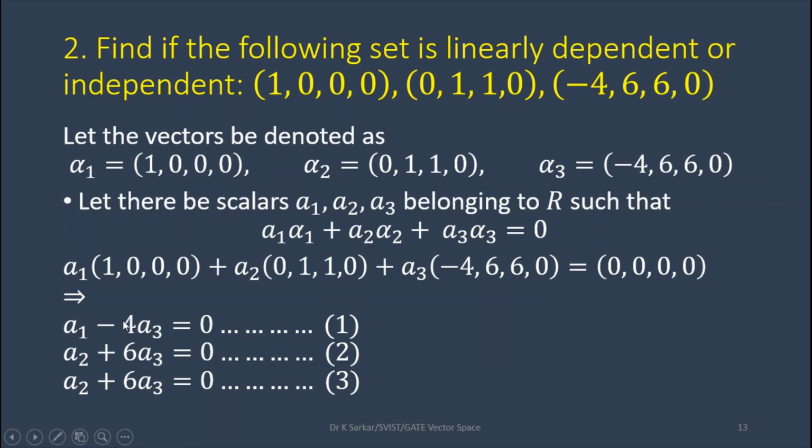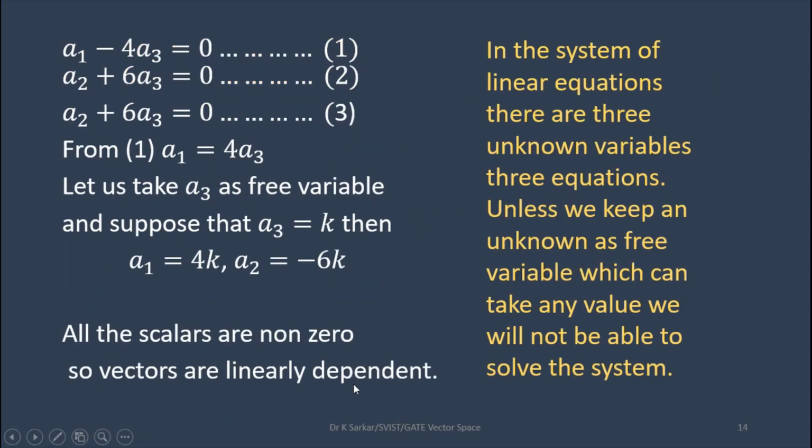And let us put the vectors. Then comparing, we are getting 3 equations. And look here, equations 2 and 3 are identical. Now similarly, like question number 1, you can find the values of the scalars in terms of k, where here a3 has been taken as a free variable and we are getting all of them non-trivial, therefore they are linearly dependent.